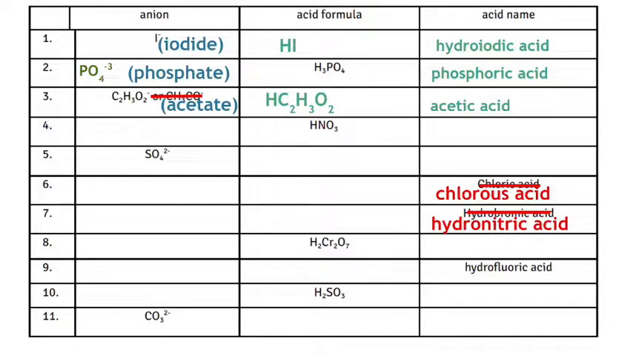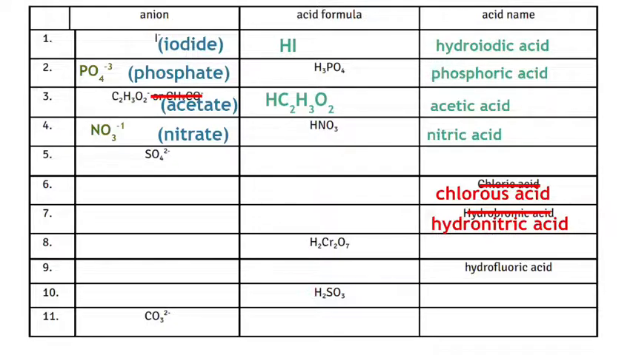This next example, HNO3, is going to go a lot like the first row. I have a formula, I want a name. Let's figure out what the name of that thing with the hydrogen is, and that is NO3, which we call nitrate. So once again, ends in ate, change that to ic, we get nitric acid.